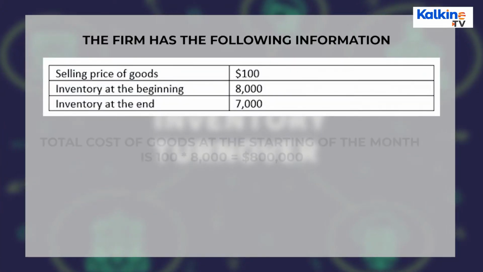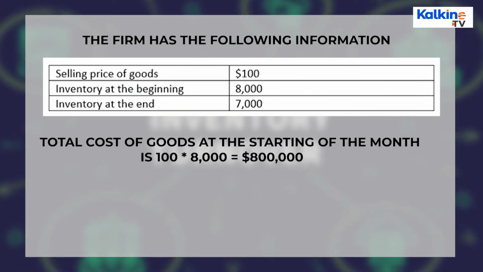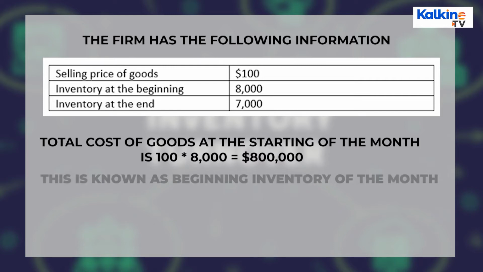So, how about an example? Consider a firm that wants to calculate inventory turnover ratio for the period of 1 month. The firm has the following information. Total cost of goods at the starting of the month is $800,000. This is known as the beginning inventory of the month.